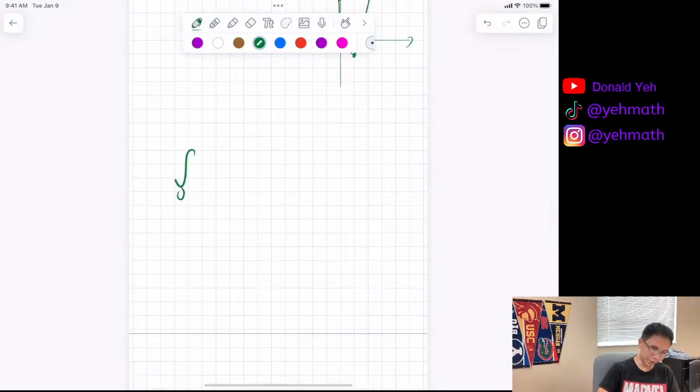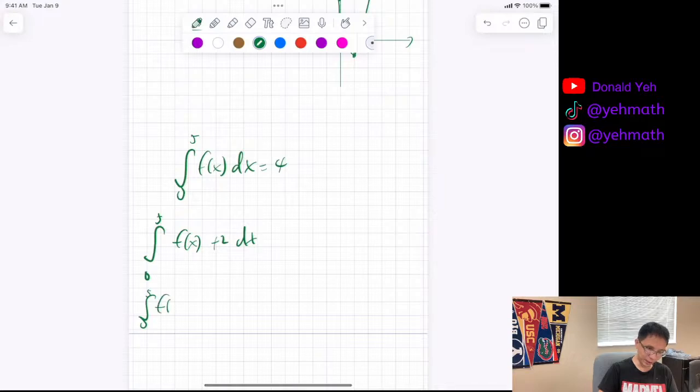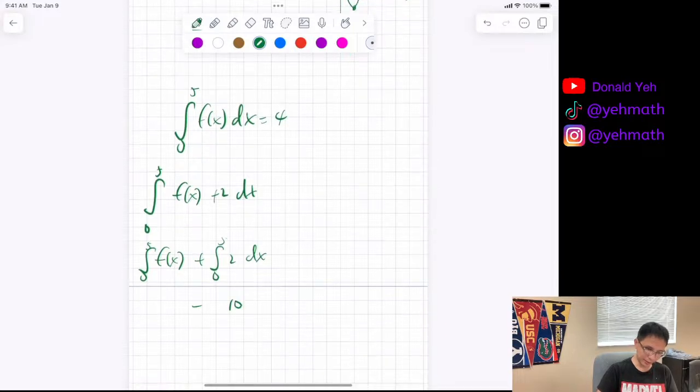That was a good question. The integral from 0 to 5 of f of x is equal to 4. And they say, okay, which part? A, B, C, D. All of them? Yeah, just like the general. Okay, so from 0 to 5 of f of x plus 2, just split up: the integral from 0 to 5 of f of x plus the integral from 0 to 5 of 2 dx. This is equal to 10. This is equal to 4, so that's 14.